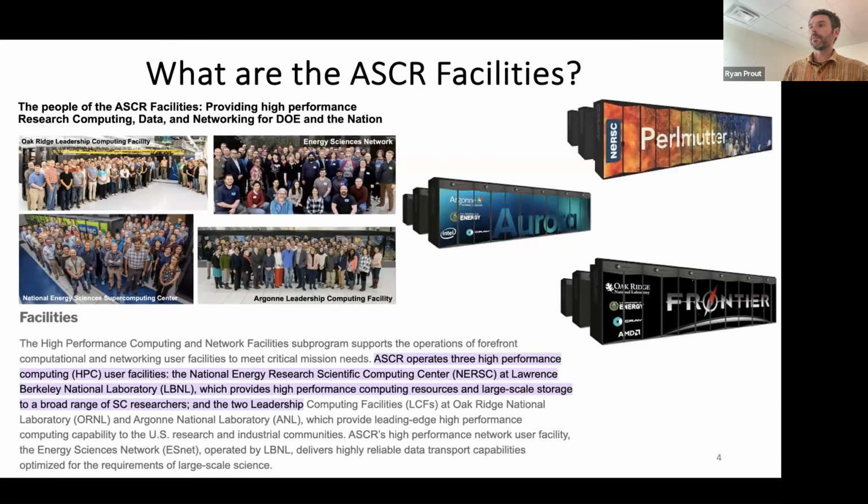All right, we'll define a few high-level things. Just what are the ASCR facilities? Not everyone may know, but they're high-performance computing and network facilities. There's the Oak Ridge Leadership Computing Facility, where Frontier is. There's the Energy Sciences Network, which is the network data plane that ties all these together. And there's NERSC, the National Energy Research Scientific Computing Center, where Perlmutter is hosted. And then the Argonne Leadership Computing Facility, where Aurora is being built. These are the exascale systems of the future, and they all have projects planned for the future as well.